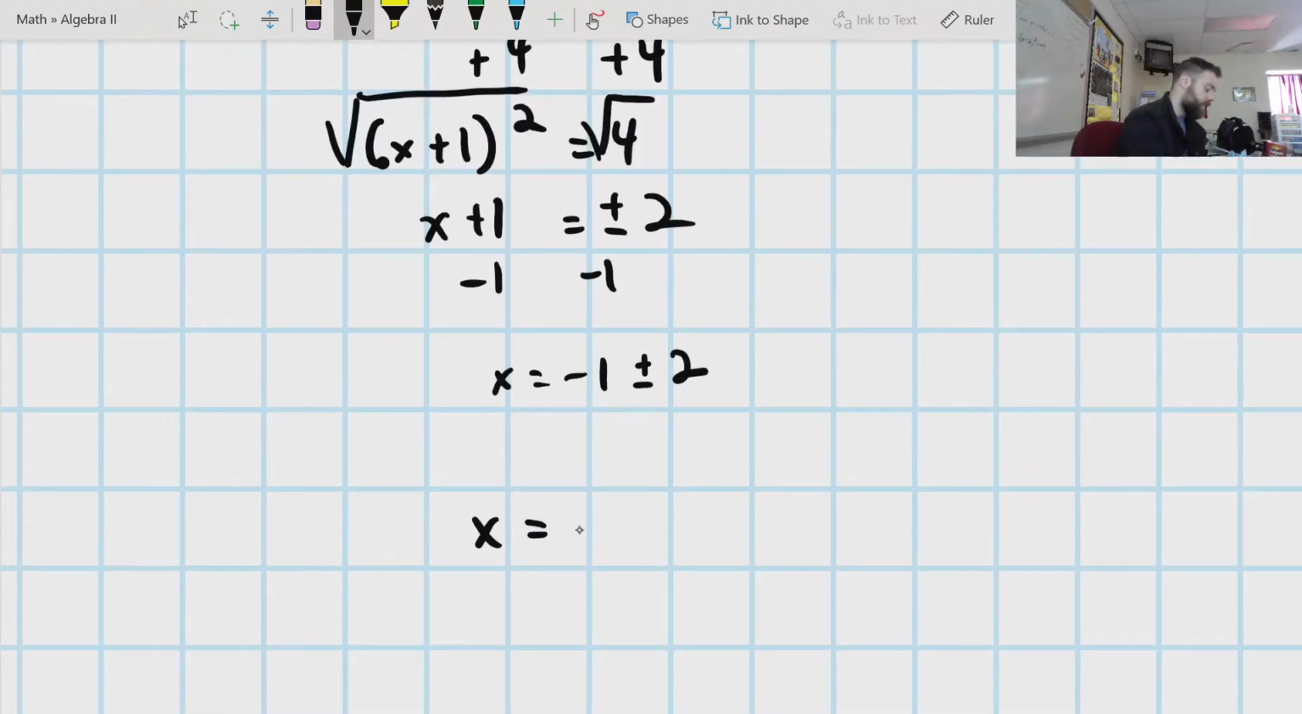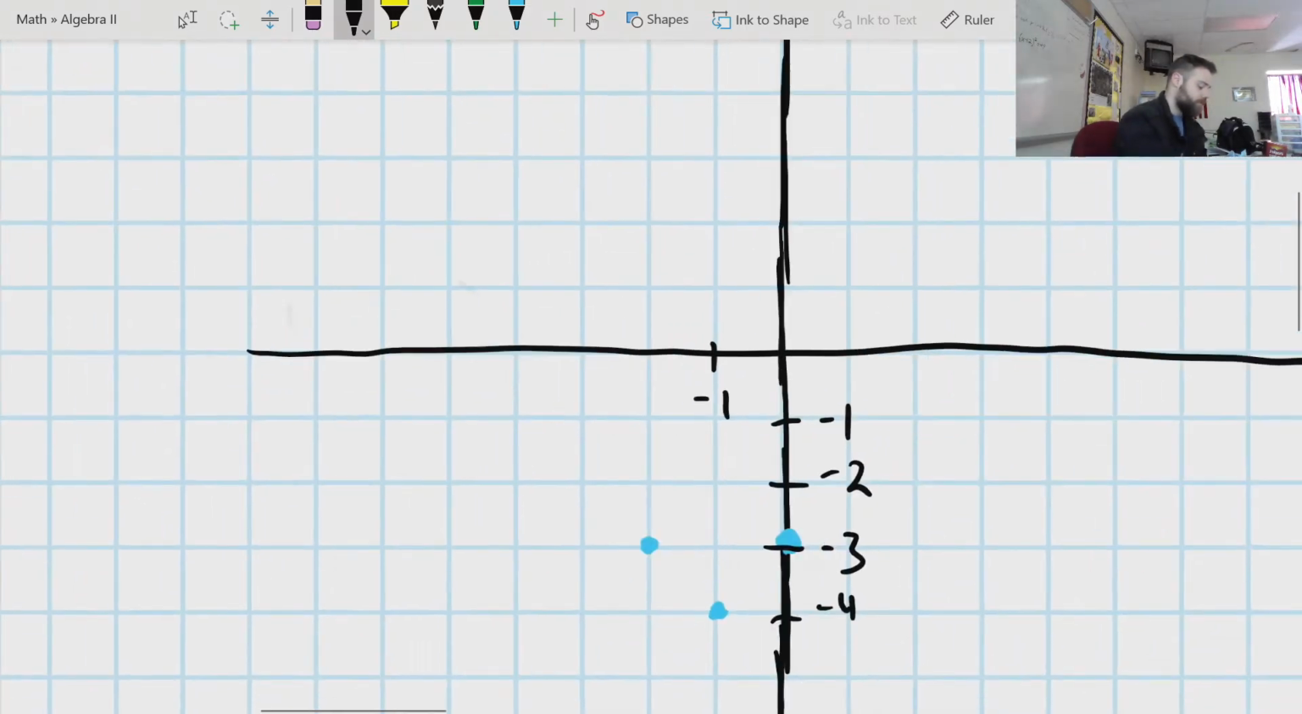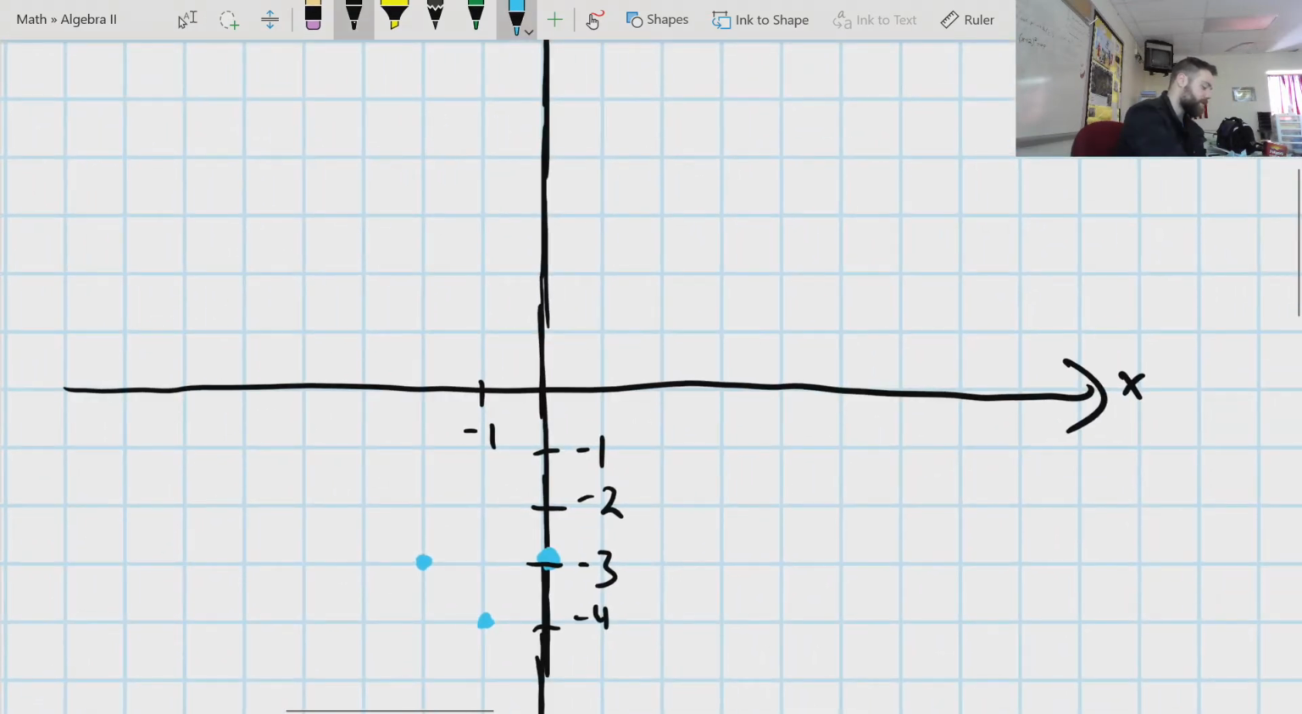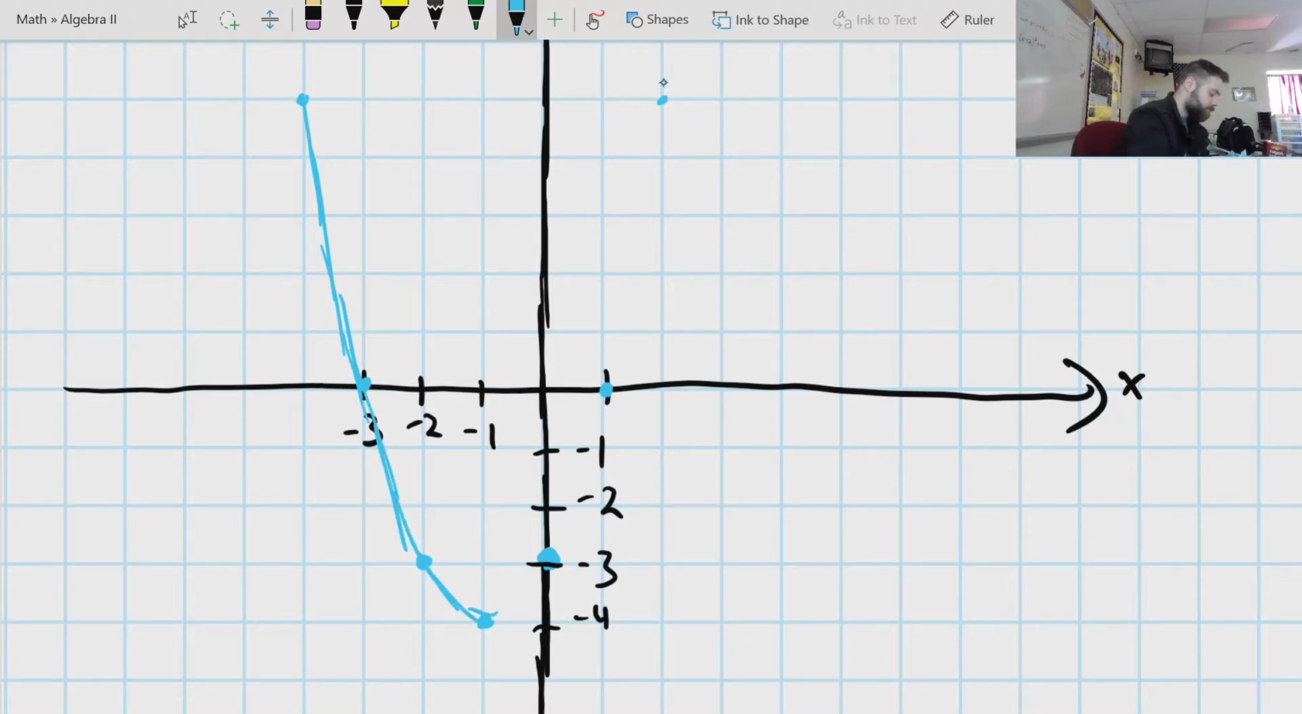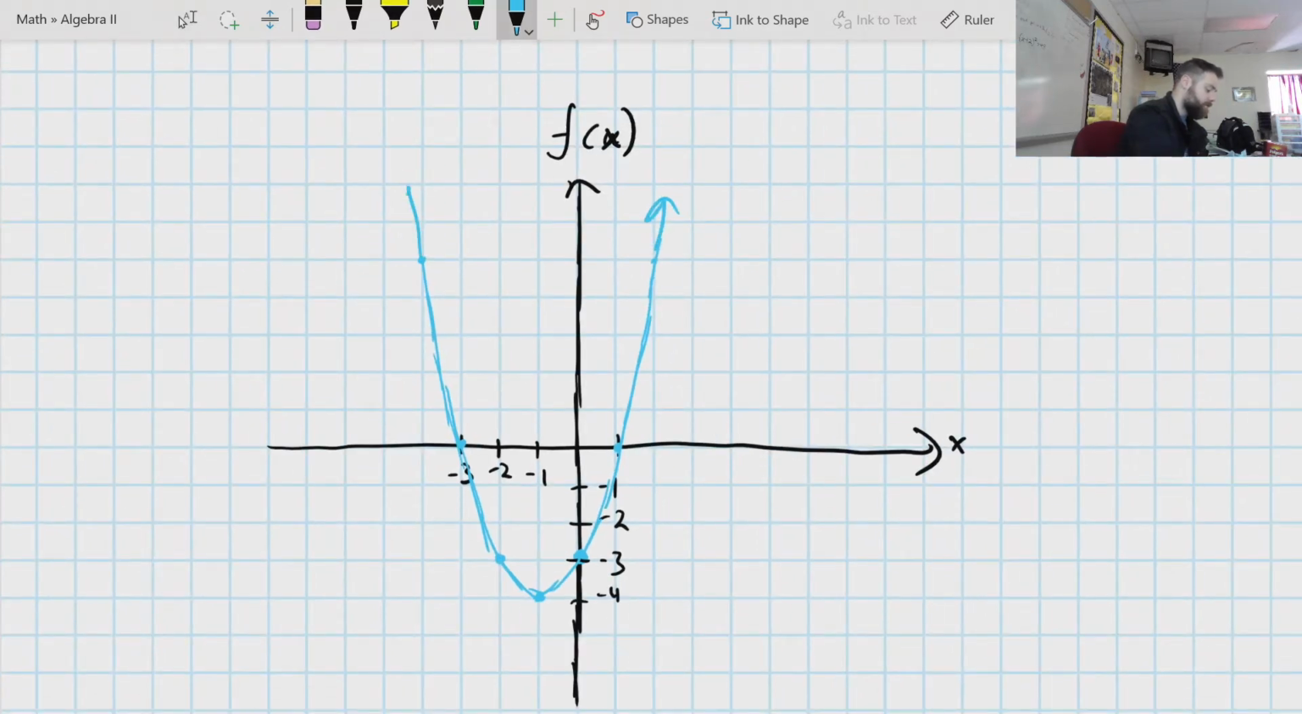So I've got two solutions here. I've got x = -1 - 2, and then -1 + 2, which is -3 and 1. So it's going to hit the x-axis at -3 and positive 1. There it is. And so this quadratic is opening up, and that is the entire function.